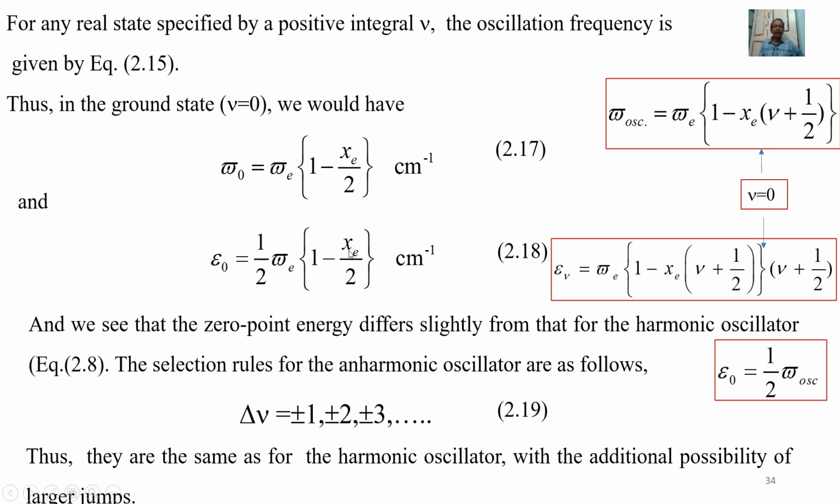Xe is nothing but the anharmonicity, the anharmonic constant. The selection rules for the anharmonic oscillator are as follows: del nu equals plus or minus 1, plus or minus 2, plus or minus 3, and so on. Thus, they are the same as for the harmonic oscillator, with the additional possibility of larger jumps.